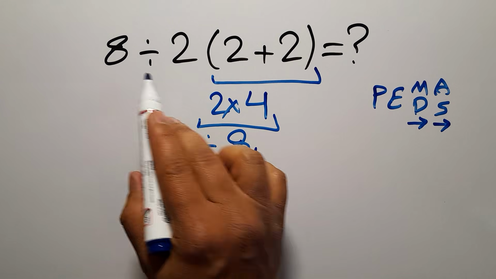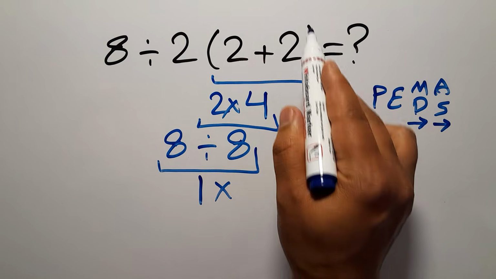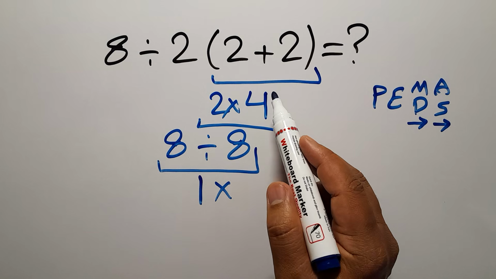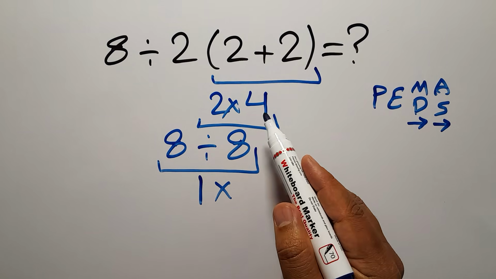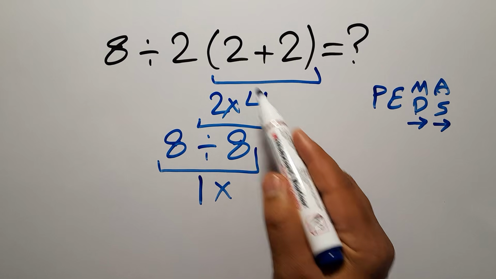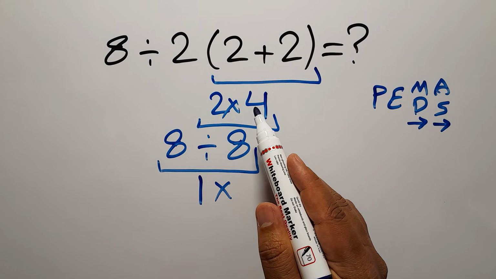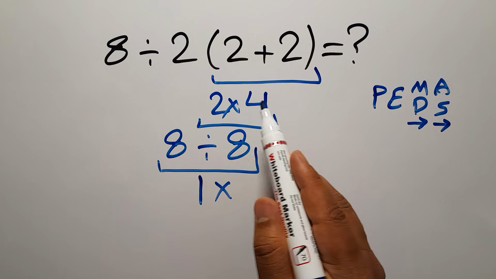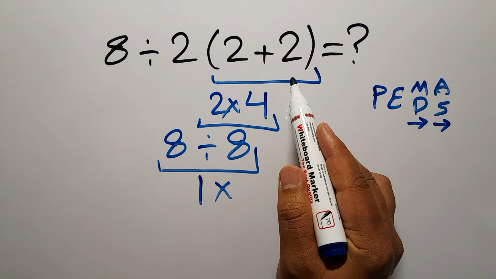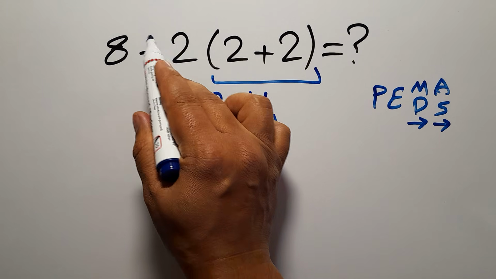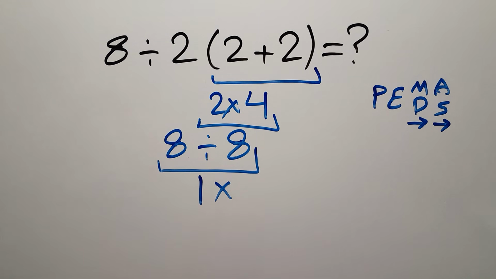Here in this expression, we have one division, one multiplication, and this parentheses. As I said, first we have to do parentheses. So first this parentheses, and after this parentheses we have one division and one multiplication. Division and multiplication have equal priority, and we have to work from left to right. So after this parentheses, we need to do this division, and finally we do this multiplication.